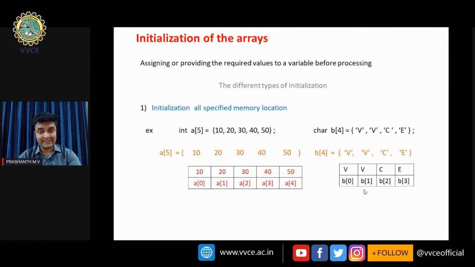Then similarly, another example I have given here, char B[4], where char represents the data type, B represents the name of the array, and 4 represents the memory locations which are reserved. Okay, so within that, since it is a character type, I am going to use characters.